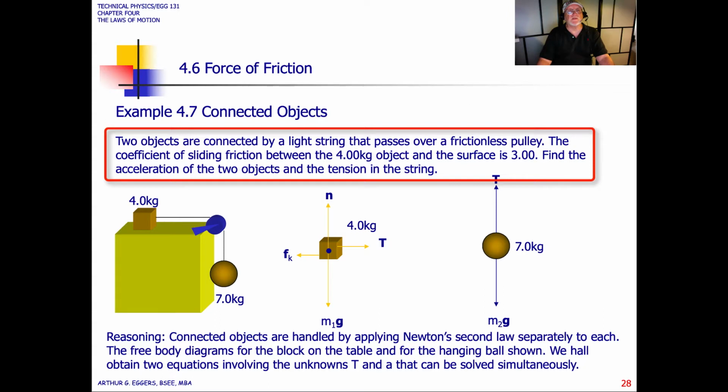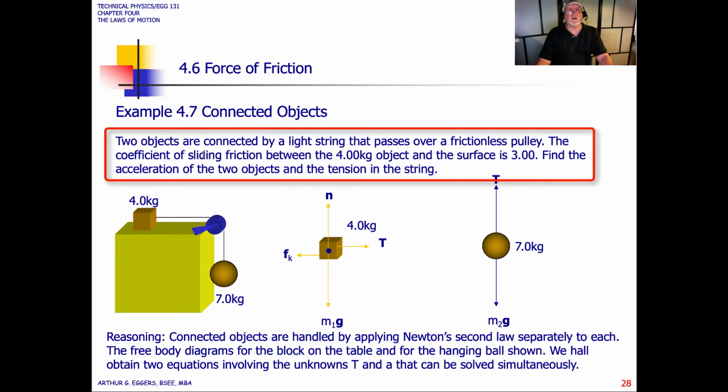So in this case of connected objects, two objects are connected by a light string. Normally we use the term light string when we want the string or the cable or whatever like that to be insignificant. It has no bearing on the problem. Okay, so it's not going to add anything or take anything away. The string passes over a frictionless pulley. That's another key right there. Frictionless means that it doesn't add or take away from the calculations or the problem.